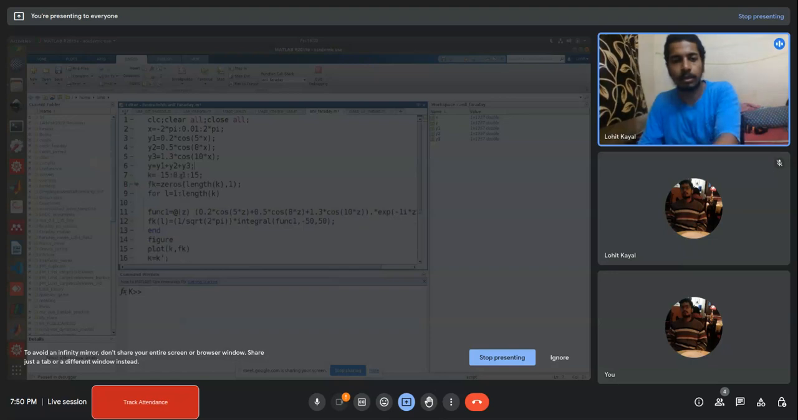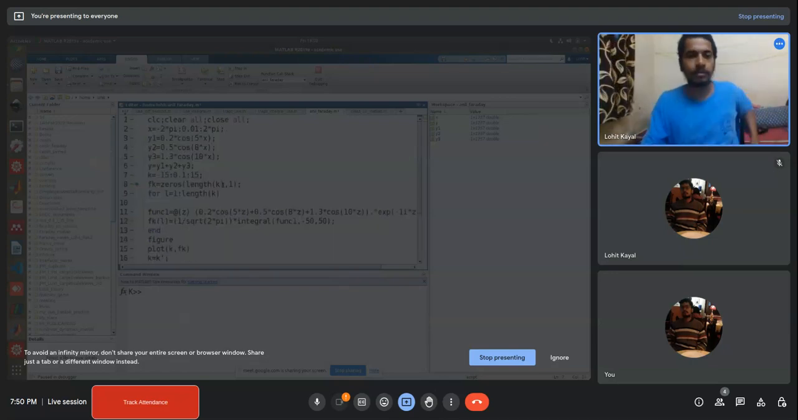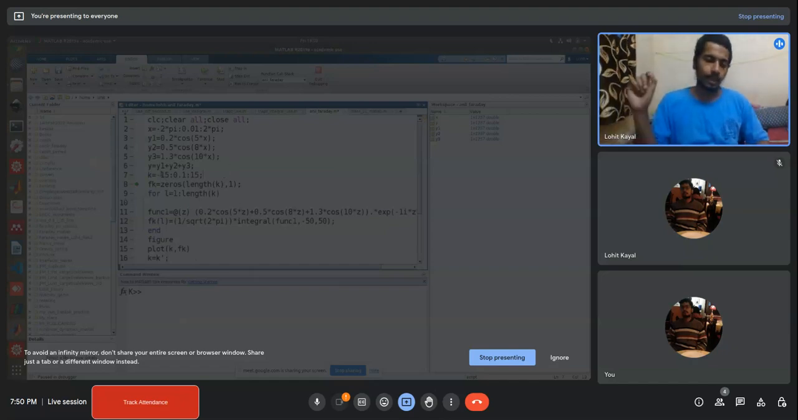So I don't require this plot, this y, at this moment. Okay, so remember that in the derivation, in the formula, what was the formula? It was e to the power minus integration from minus infinity to plus infinity, e to the power minus i k x, f(x) dx. Okay, so this was the formula.